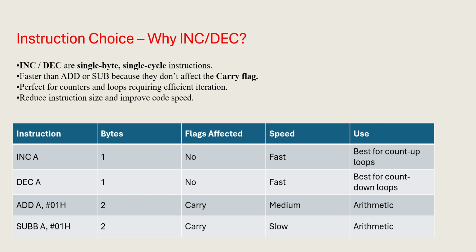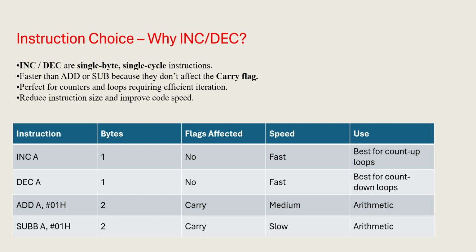Another important advantage is that increment and decrement do not affect the carry flag, so they are ideal for simple looping or counting where we only need to increase or decrease a value without involving arithmetic carry. As shown in the table, INC A and DEC A execute faster than ADD or SUBB, which are 2-byte instructions and modify the carry flag. Therefore, using INC and DEC makes the program simpler, faster and more efficient, which is very useful for looping and time-based applications.